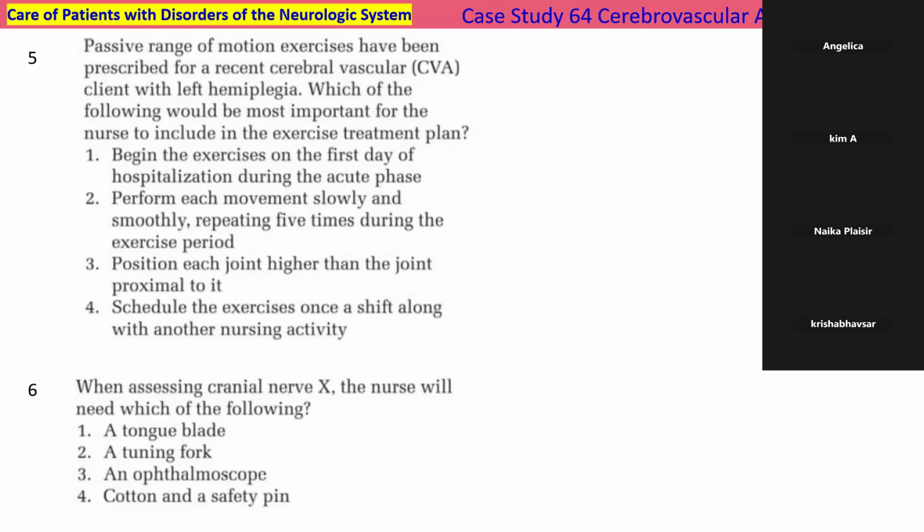And then number six. Yeah, I think we went over this, and I'm not sure if it was the first or second section, but we said it's cranial nerve number 10 that we will assess for swallowing, right? The gag reflex, for which a tongue blade should be used for that assessment, right?